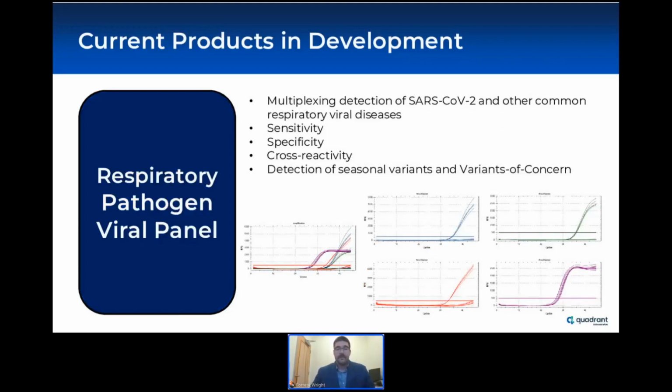Alongside the myriad of sequencing-based applications that I've discussed briefly so far, Quadrant has also shown that saliva-based materials can be used to diagnose acute infections, such as with SARS-CoV-2, as well as track the evolution of variants of concern. In this case, a respiratory pathogen viral panel is being developed to allow for detection of multiple common respiratory diseases simultaneously through multiplexing, and ensuring the proper kinds of sensitivity, specificity, and lack of cross-reactivity that we would expect in any other kind of diagnostic tool.